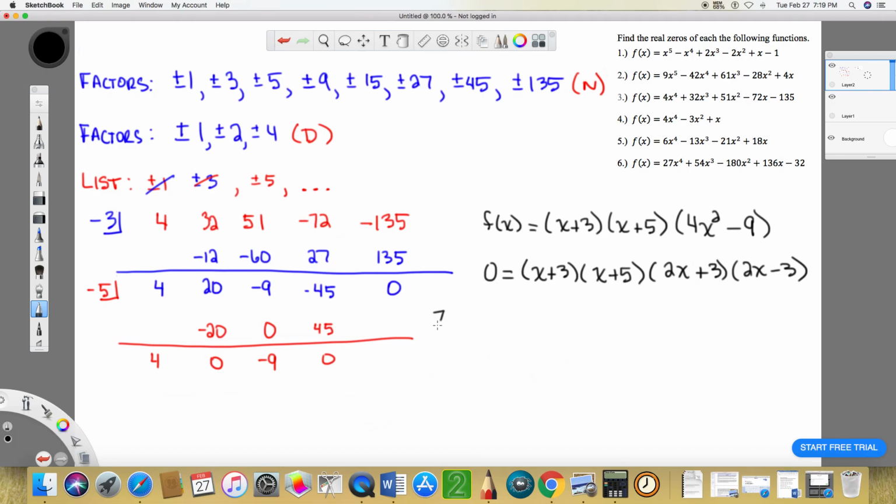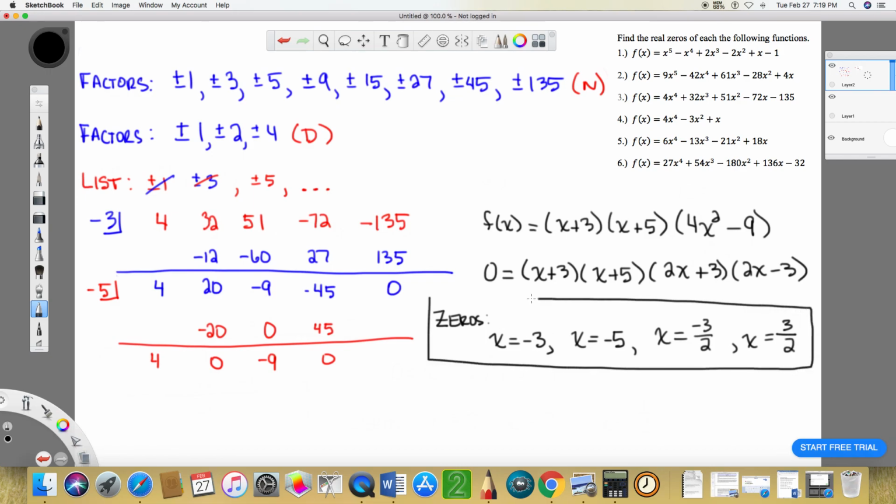So the zeros of this function, it was 4th degree, and we have found 4 zeros, because negative 3 plus a positive 3 will give us a 0. Negative 5 plus a positive 5 will give us a 0. Subtract 3 and divide by 2. Add 3 and divide by 2. And so here we have it, our final answer.